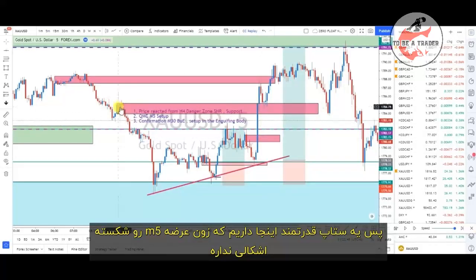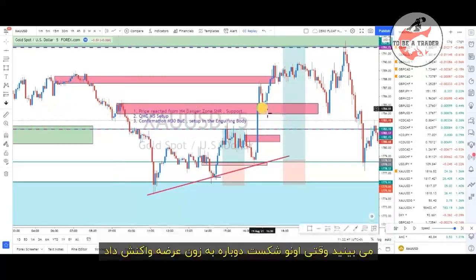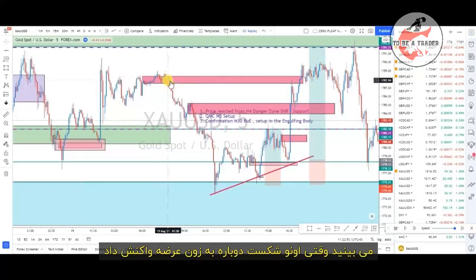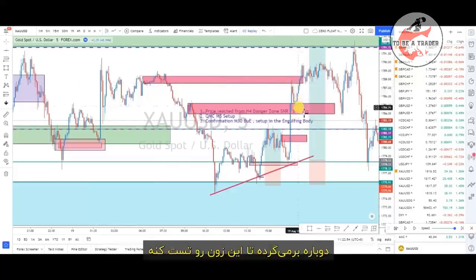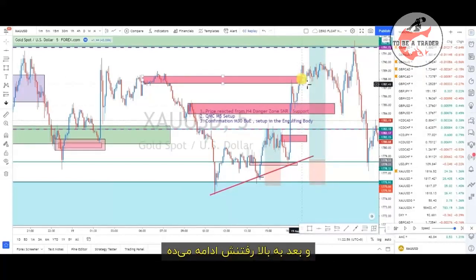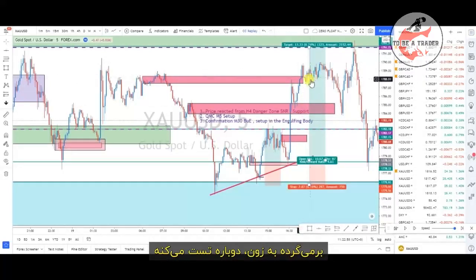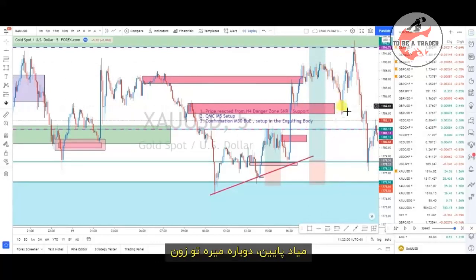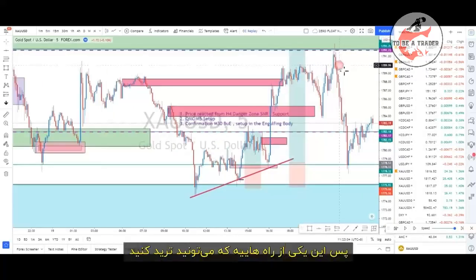It just breaks the M5 supply zone, no issue. Once it broke, you see this, guys, it reacted on this supply zone again. Reacted on this supply zone. Okay, comes back down to test this zone that it just broke, and then continues up, comes back to this zone, tests again, and then goes down, comes back to this zone again, tests again, and then goes up. Finally, it reached our take profit. Okay, so this is one of the ways you can trade.